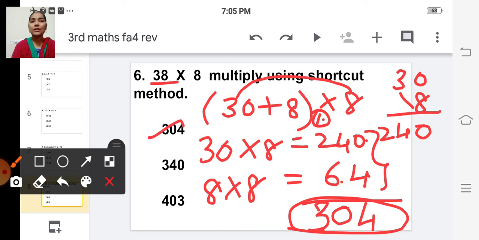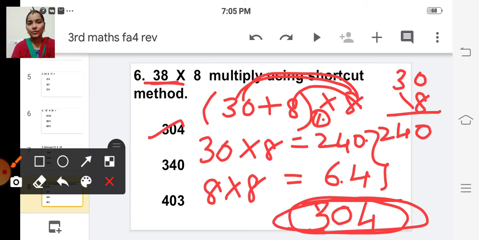So multiply using shortcut method means you have to split this multiplicand into two parts. Okay, and then multiply this 30 by 8 and 8 by 8 and add those two answers. And then we will get the final answer. Okay, the answer is 304.